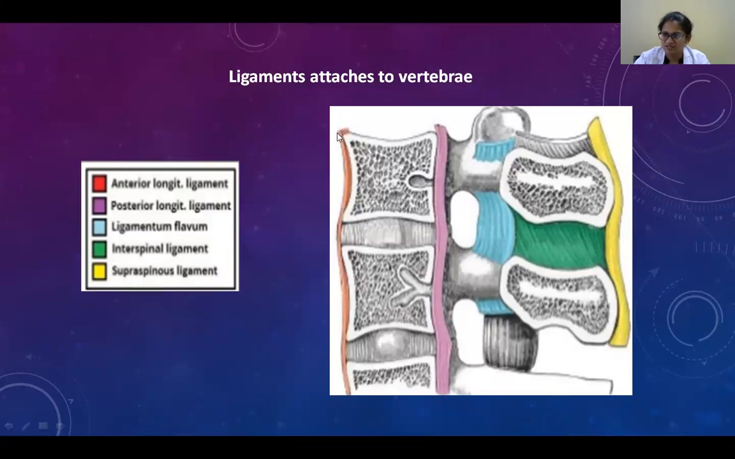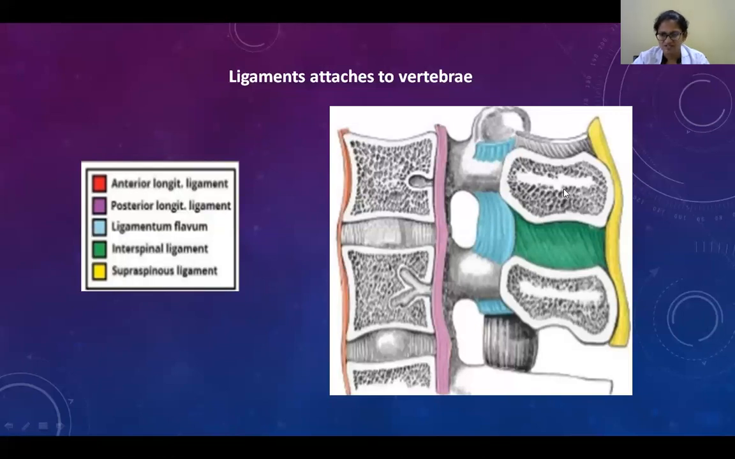The anterior surface gives attachment for the anterior longitudinal ligament, and the posterior surface gives attachment for the posterior longitudinal ligament. The lamina gives attachment for the ligamentum flavum. The series of ligamenta flava are attached to the laminae of all the vertebrae, including thoracic, sacral, and lumbar.